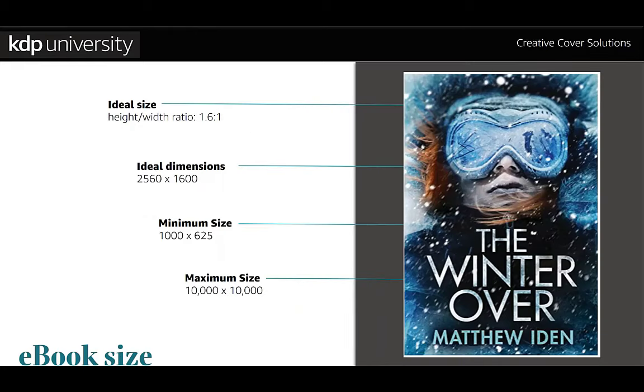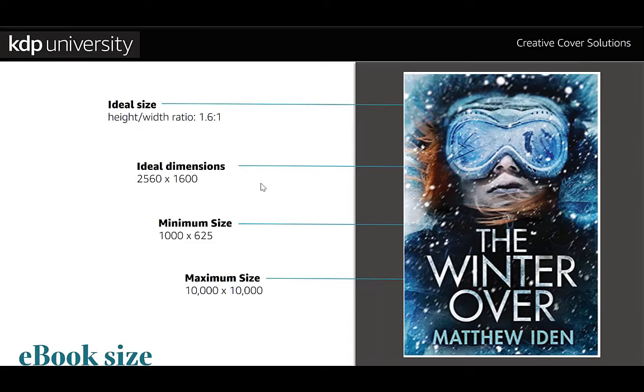Let's begin with the ebook dimensions. The ideal size of your ebook cover art has a height-to-width ratio of 1.6 to 1. This means that for every 1,000 pixels in width, the image should be 1,600 pixels in height. To ensure the best quality for your image, particularly on high definition devices, the height of the image should be at least 2,500 pixels.